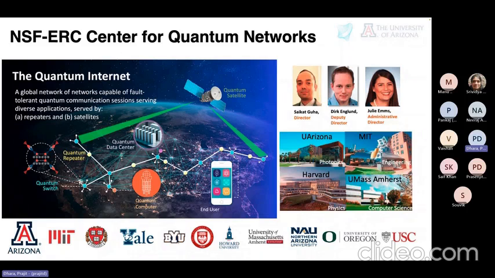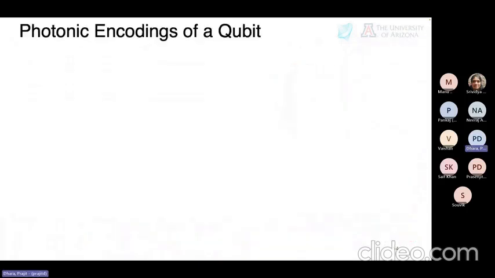We are based out of four institutes, and this is just a sneak peek of what we are interested in. For quantum networks, the only reliable, or the only known, way to send information over large distances is light. And we are going to talk about photonics-based quantum networks here.